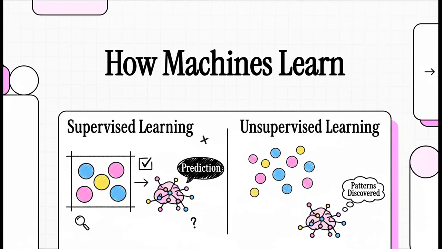Have you ever just stopped and wondered how your phone knows your face or how your email inbox is so good at catching junk mail? Well, it's not magic. It's something called machine learning. And today, we're going to pull back the curtain on the two big ideas that make it all happen. So let's get into how these machines actually learn.